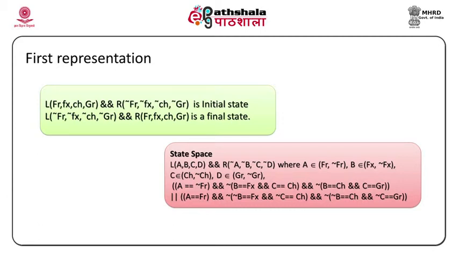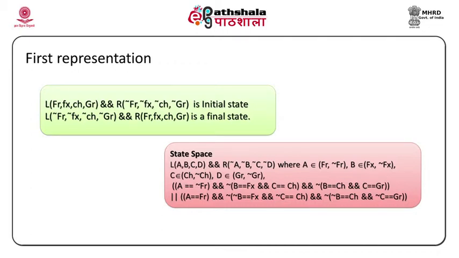But then there are other preconditions. The other precondition is, if A equals not FR, what does that mean? The farmer is not on the left side. Then you cannot have fox and chicken both on the same side, so that is false. And also chicken and grain cannot be on that side.